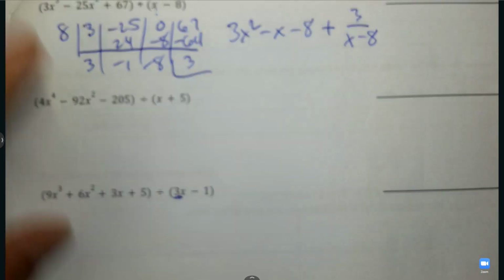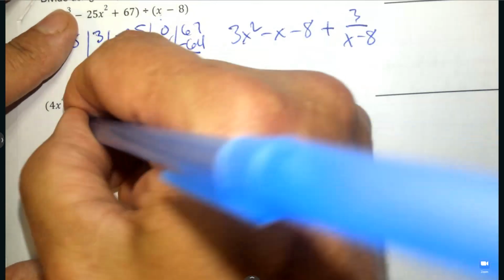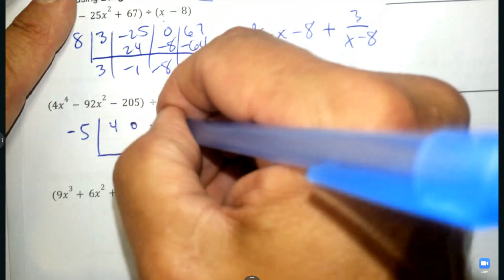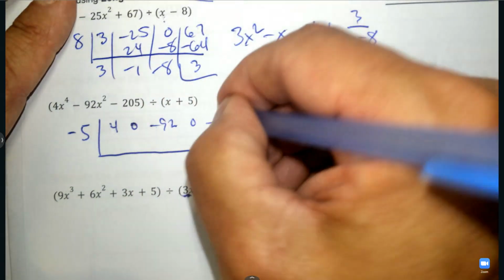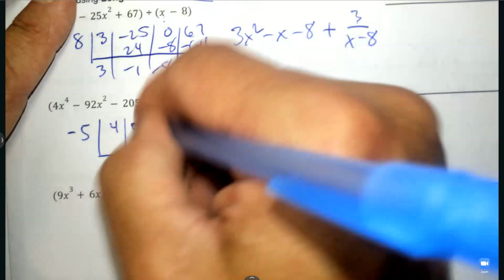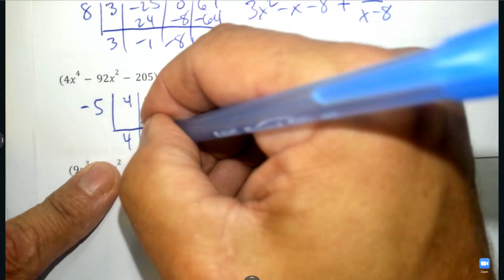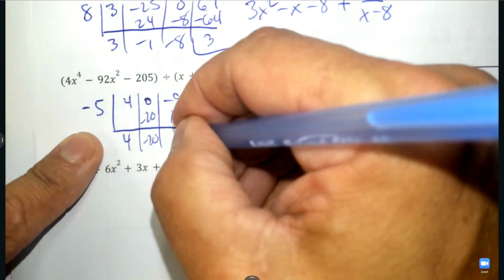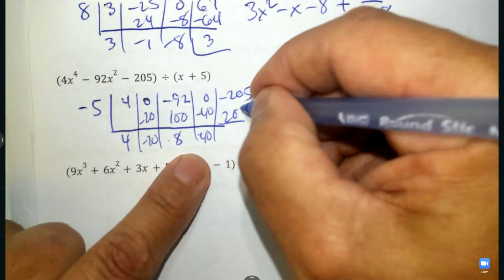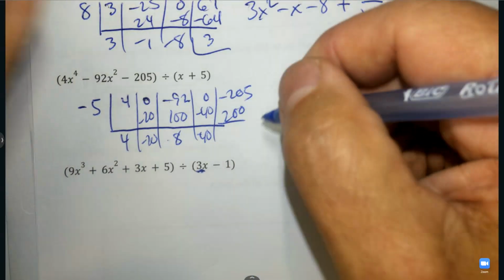Right, let's try this again. So x plus 5, synthetic. So the opposite number, that's 4, missing, negative 92, missing, negative 205. All right. Oh, there's a bell there. So I know my time's coming to an end, but I'll do another video. So drop down the 4, that's negative 20. That's positive 100. That's 8, that's negative 40. 5 times negative 40, that's 200.